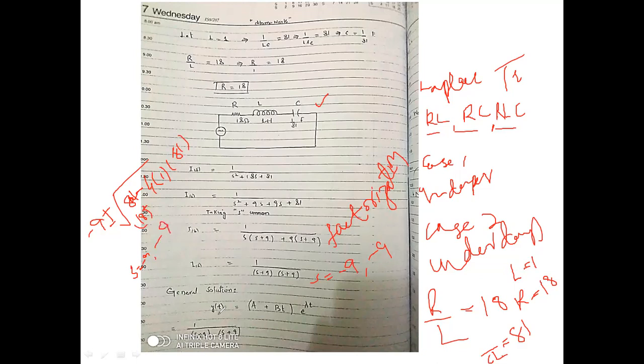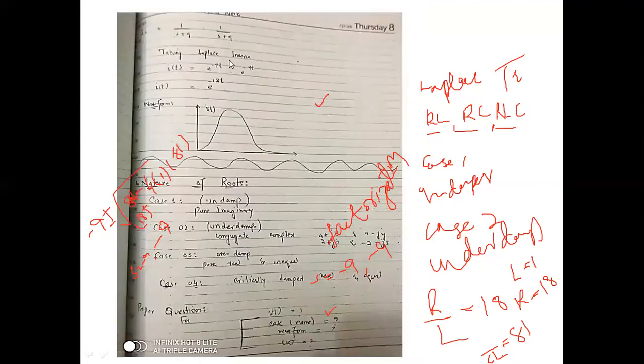So the general equation is y of t is equal to a plus b t into e to the power lambda t for the critically damped case. 1 over s plus 9 into s plus 9. Taking the inverse Laplace of these terms, you will get e to the power minus 9t into e to the power minus 9t. The bases are same, so their powers will be added: e to the power minus 18t. The waveform will be just like this.